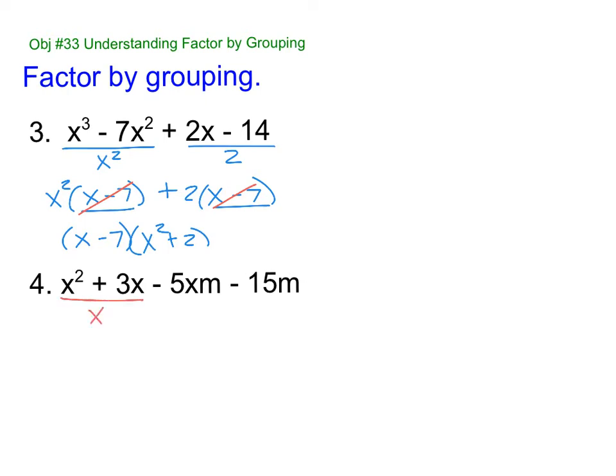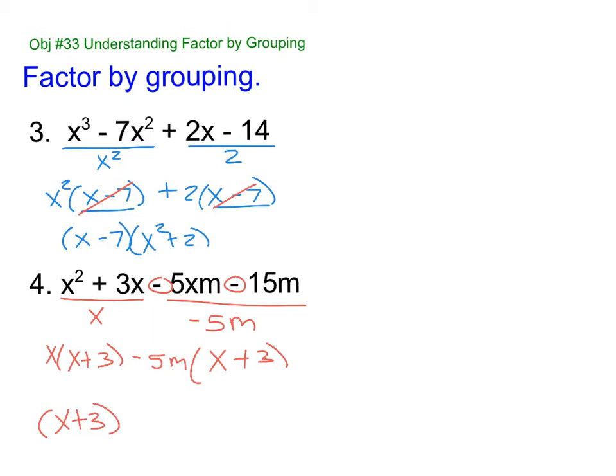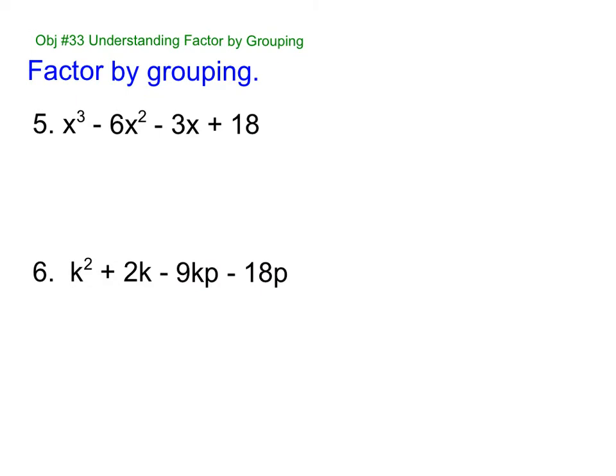Number 4, we have a GCF of x plus 3. Here, notice these are both negative, so I'm going to do minus 5m, and I'm left with x plus 3. So that's a GCF of x plus 3, and we're left with x minus 5m. Done. All right, same idea. Pause, try these on your own.